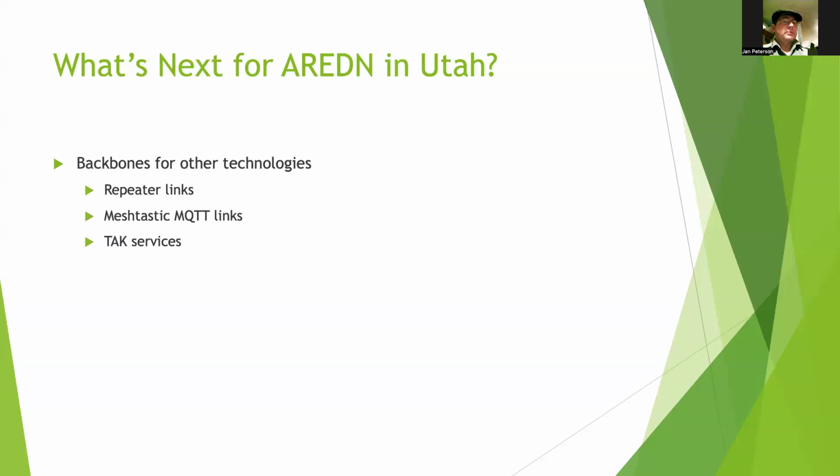TAK services, we talked about TAK a few weeks ago. TAK is the Team Awareness Kit, and it basically on your phone gives you a map where you can place things and it's automatically sent out over Meshtastic. You tie this into an AREDN backbone and you've got that information. You can put it up on a screen right there at the EOC. And the people who need to see that information about what's where, it's right there.